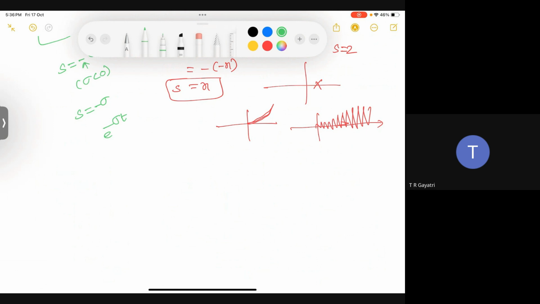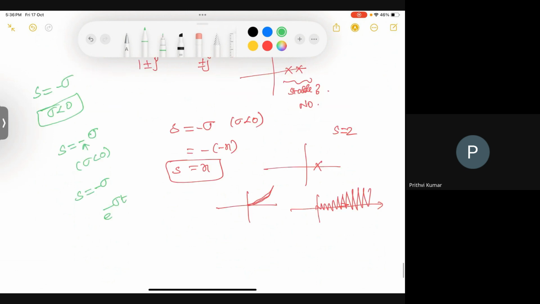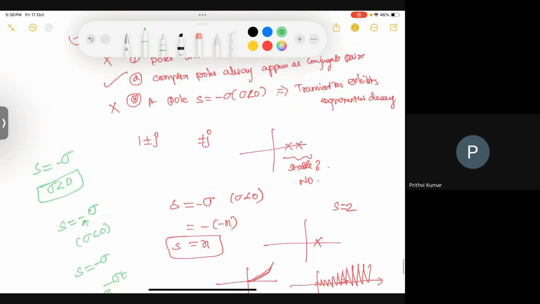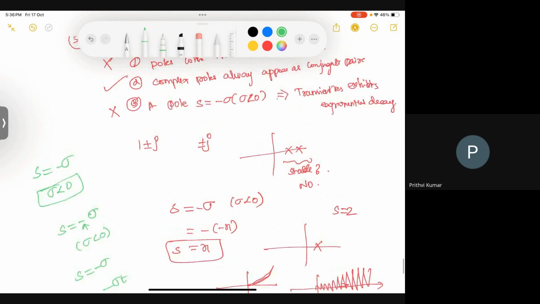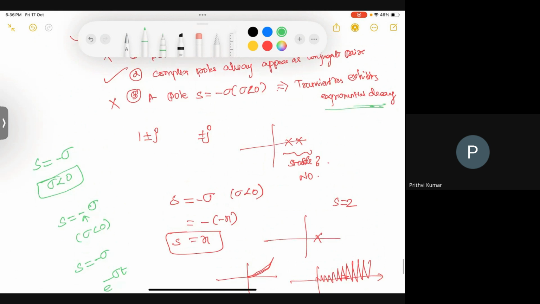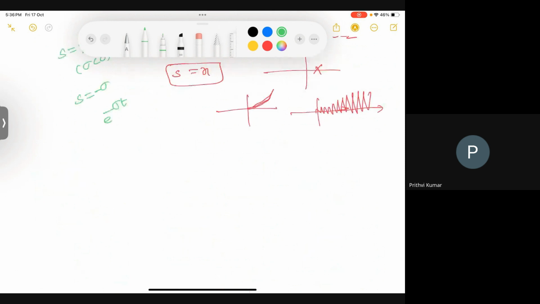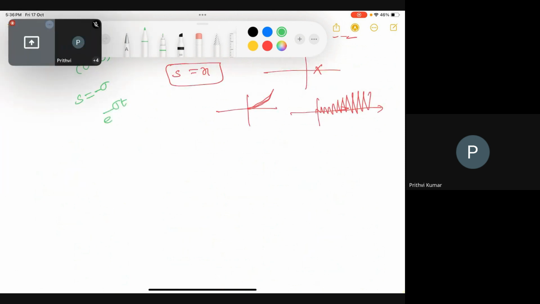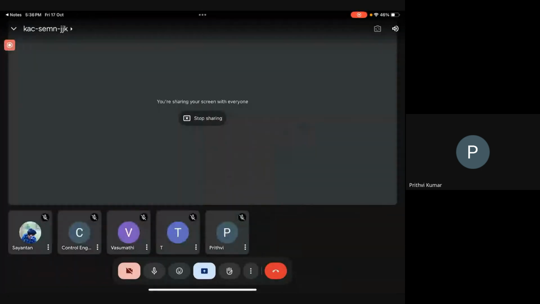Okay, that's it. If you have any doubt, please ask me. Otherwise, we can wind up the session. Sigma is greater than 0, then C option is correct, right? Yeah, that is correct. It exhibits exponential decay. So I guess that's it. If you have any doubts, we can discuss further. Otherwise, we can wind up the session.